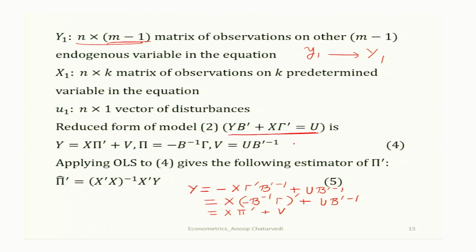Then we apply OLS for estimating the reduced form coefficients here. So, this gives the following estimator of pi transpose, say pi hat transpose equal to X transpose X inverse X transpose y. You simply apply the OLS procedure for estimating pi transpose in this equation. So, now you have got the OLS estimator for the reduced form coefficients.